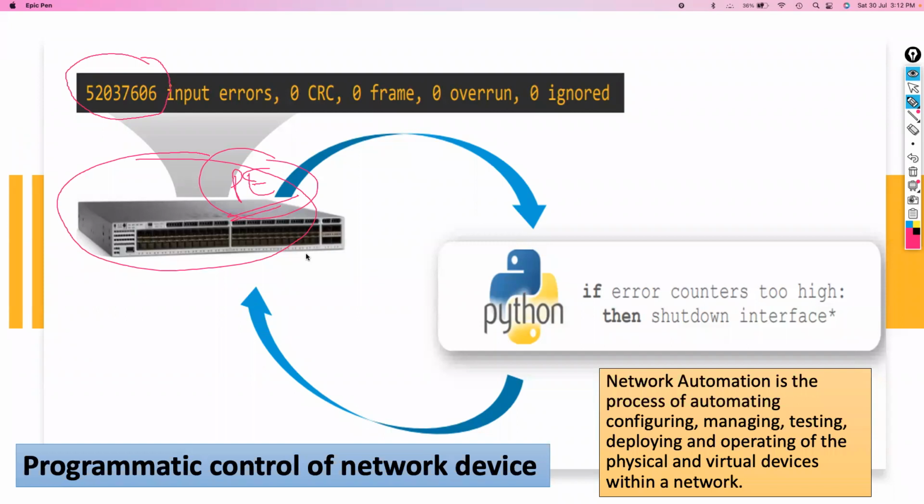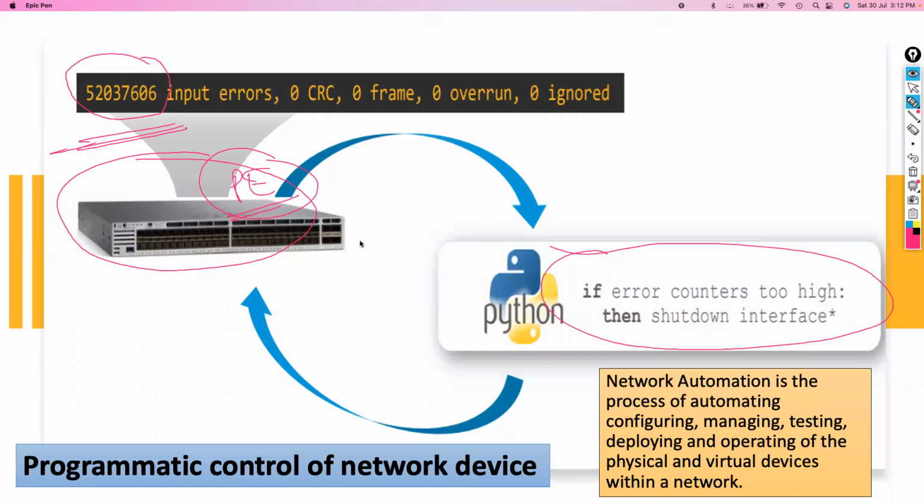We have to check which link is getting the error, and according to that, we have to take the decisions. But what if we integrate Python inside that? Rather than checking these input errors manually, we can simply automate the script so that if this interface gets more input errors, or if the counters of this interface are too high, then it automatically shuts down the interface.